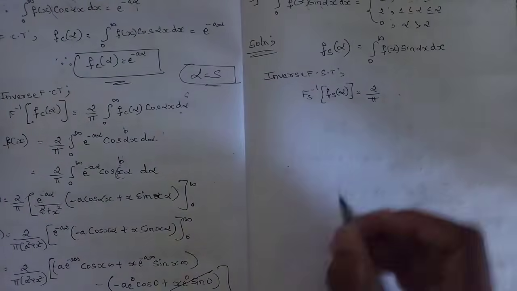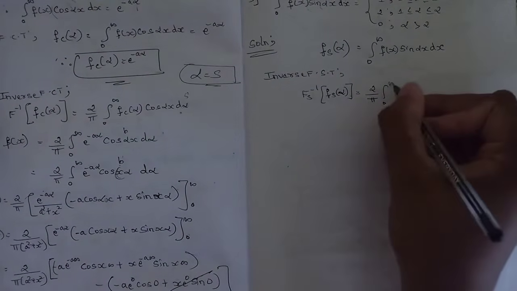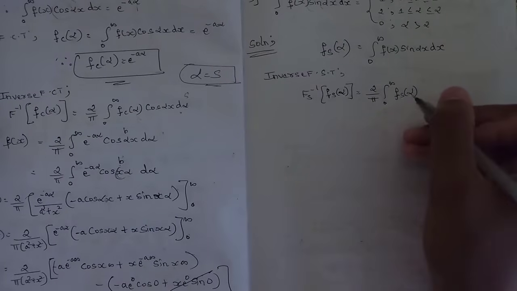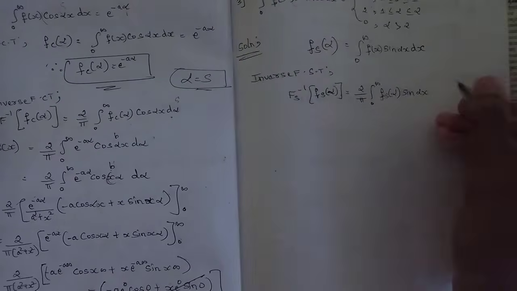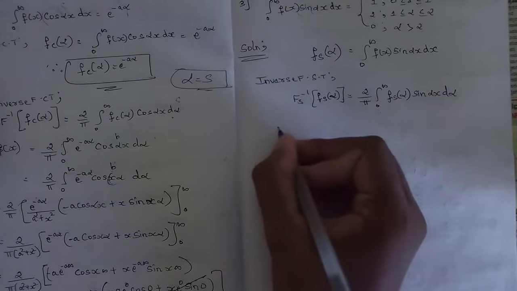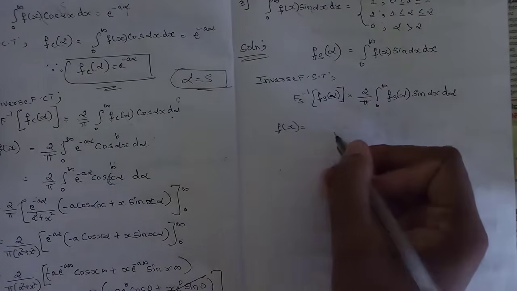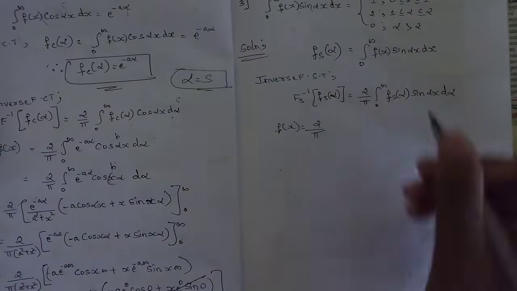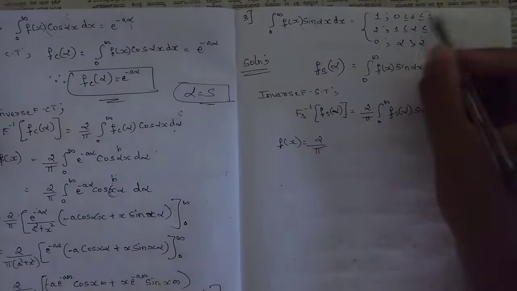Yeah, so the formula is given as 2 by pi into the integral from 0 to infinity of fs of alpha sine alpha x, the parameter here is alpha, right? So d alpha, and this can be replaced by f of x. Now here the same thing, the limit is from 0 to infinity, right? And we have the given conditions here.